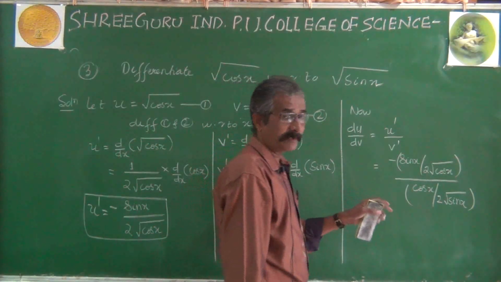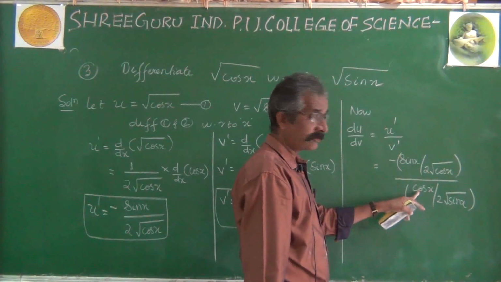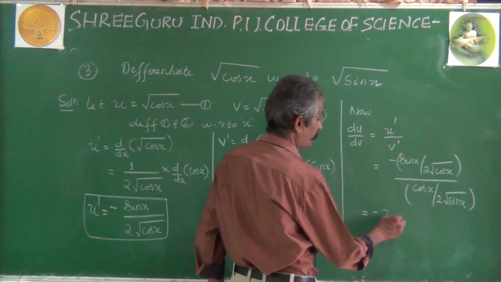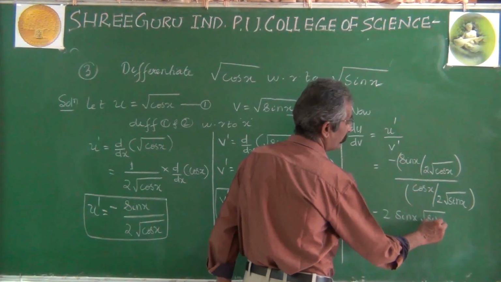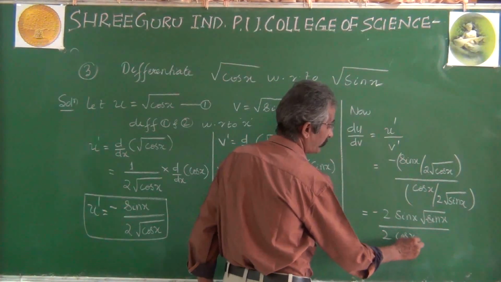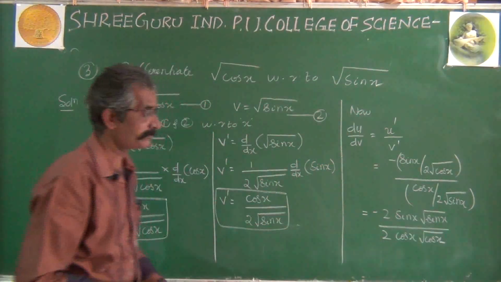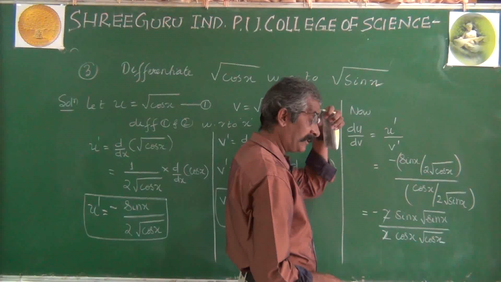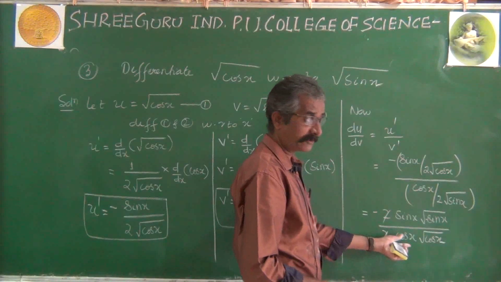Let some kind of simplification be taken. Now this 2 root of sin x will go to the numerator and this cos x will come to the denominator. So it is now minus 2 sin x into root of sin x divided by 2 cos x into square root of cos x. Is it not? Now 2 will automatically get cancelled out. Left over is sin x into root sin x, cos x into root cos x.